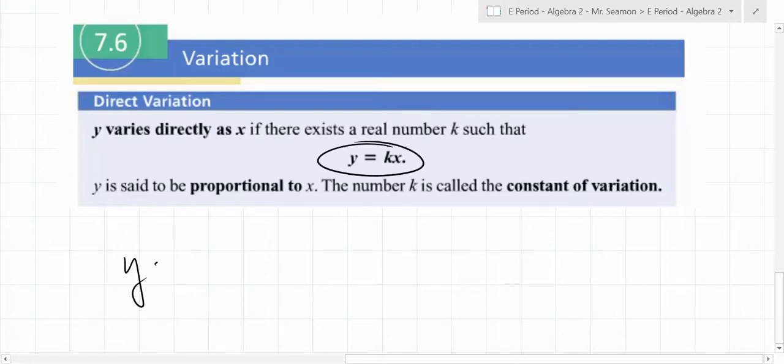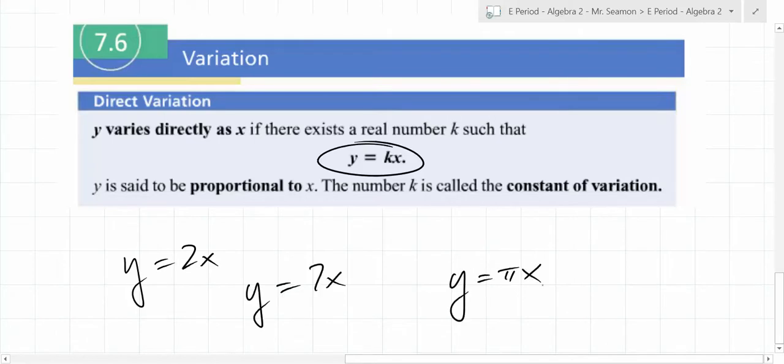So for example, y equals 2x is direct variation. Y equals 7x. Y equals pi times x. What point do all 3 of those lines go through? There's one point that makes all 3 of those true. 0, 0. Every direct variation function is a line that goes through the origin.